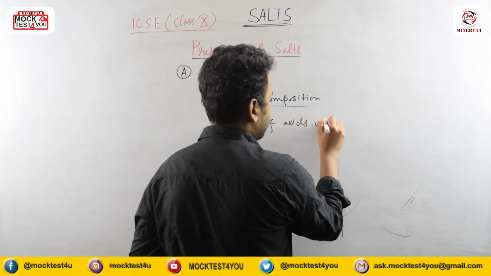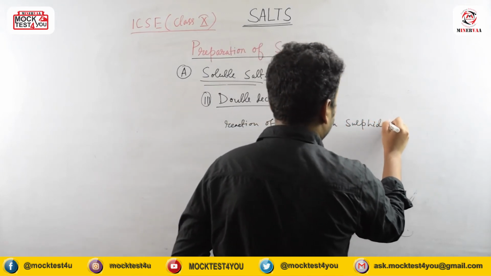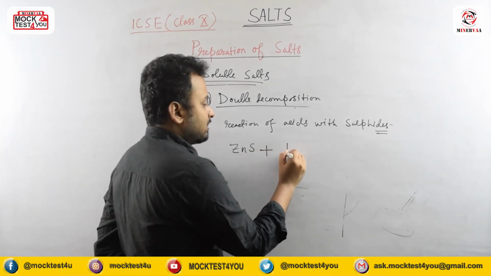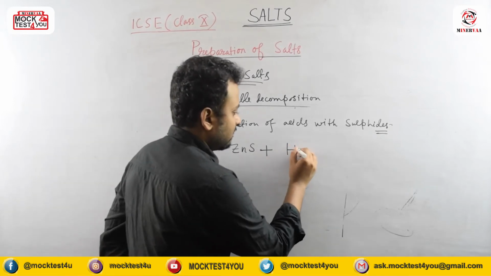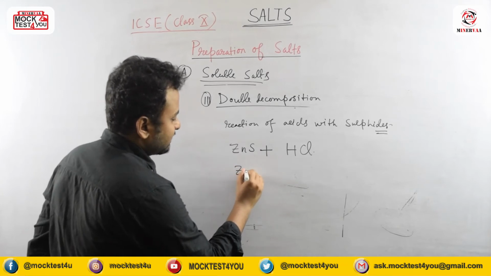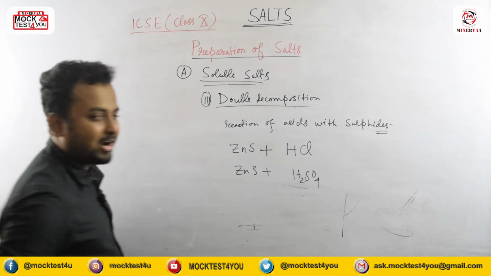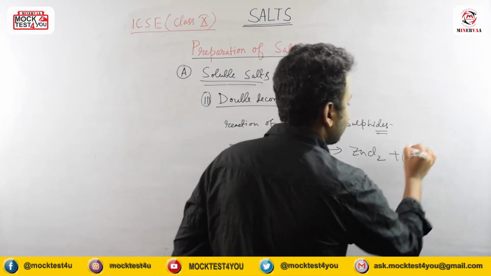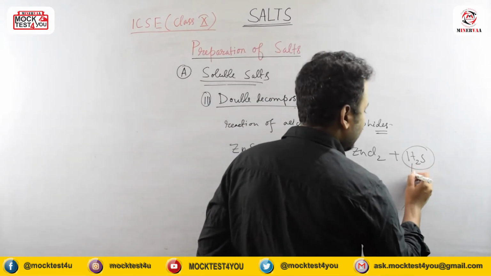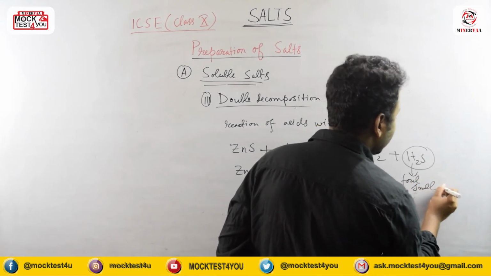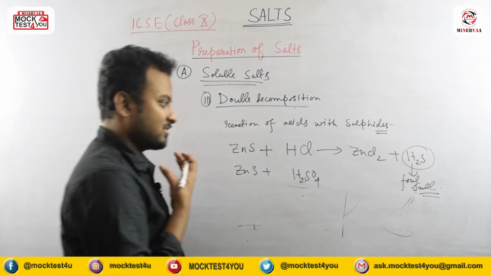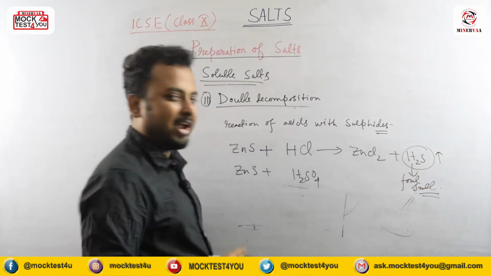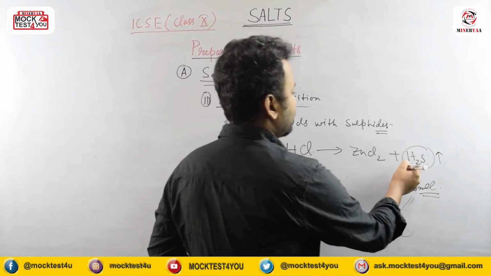Now we'll see another kind of double decomposition reaction, the reaction of acids with sulfides. We are taking zinc sulfide. Suppose we are reacting zinc sulfide with HCl. We will get ZnCl2 plus H2S. H2S is a gas, and its smell is a foul smell. The smell is very bad. By inhaling the gas, by taking the smell, you can easily understand that H2S is getting evolved in the reaction. It can spread in the whole laboratory, right? It can diffuse in the whole laboratory and everyone can get the smell.